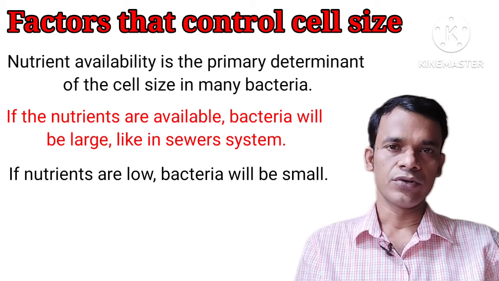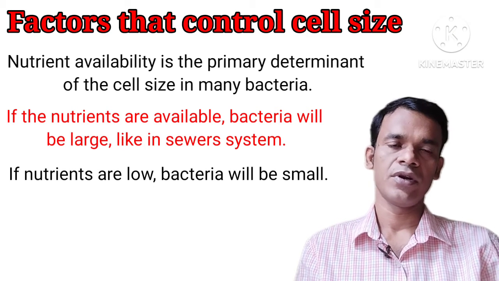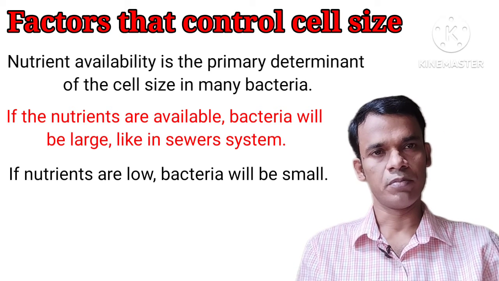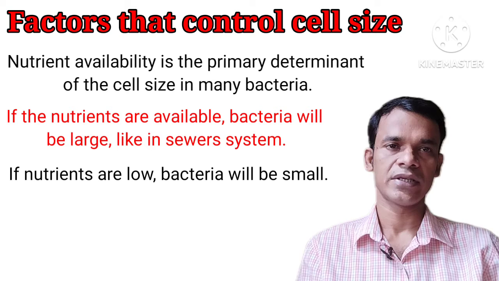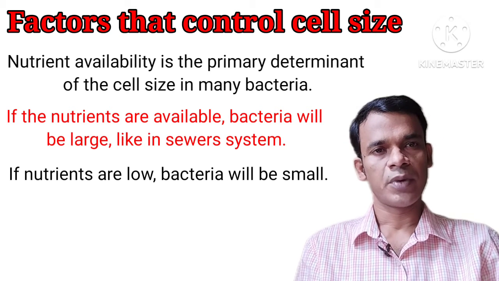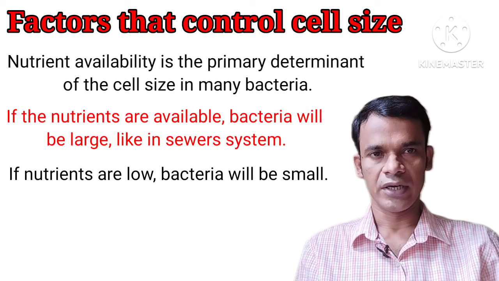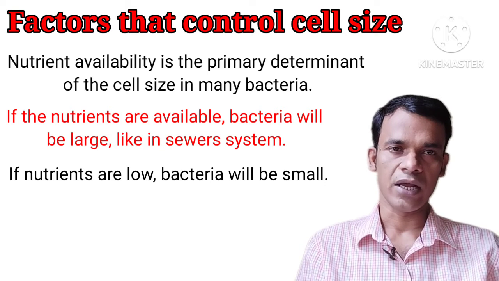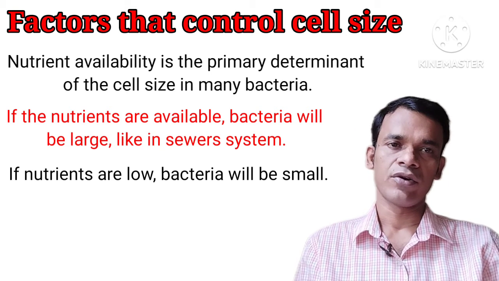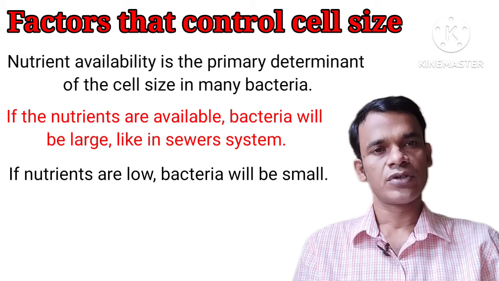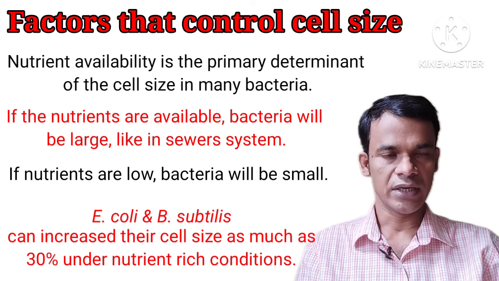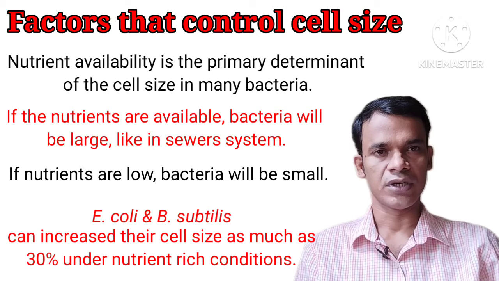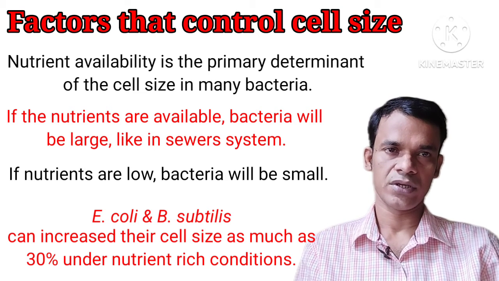Which factors actually control the cell size? There are several factors that play an important role, but nutrient availability is the primary determinant of cell size in many bacteria. Large bacteria are mainly found in certain environments where nutrients are consistently available and concentrations are high. It was also observed that E. coli and Bacillus subtilis can increase their cell size as much as 30% under nutrient-rich conditions.